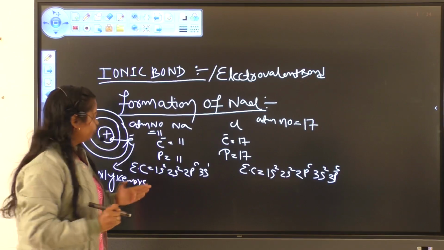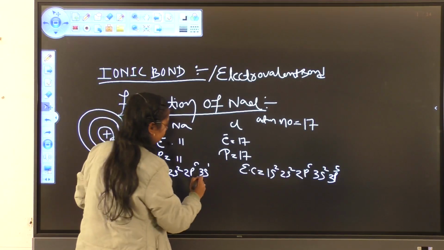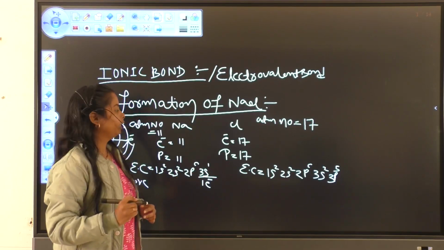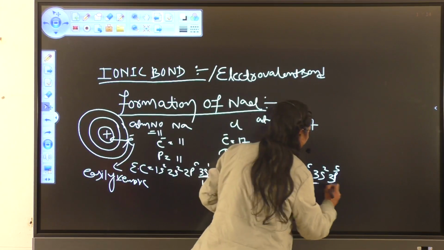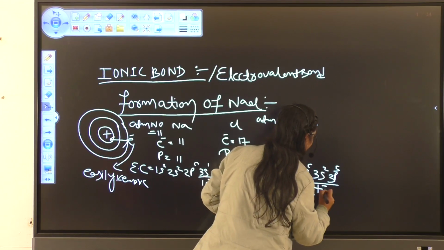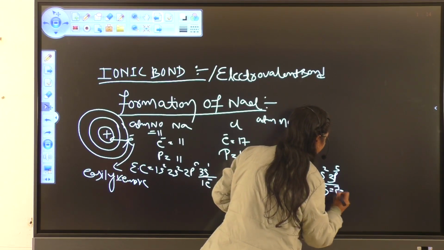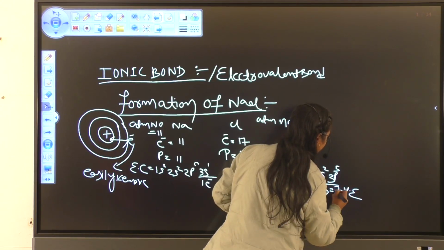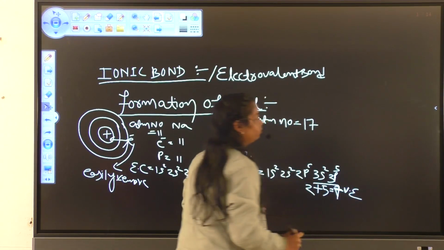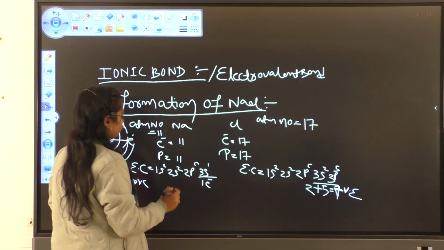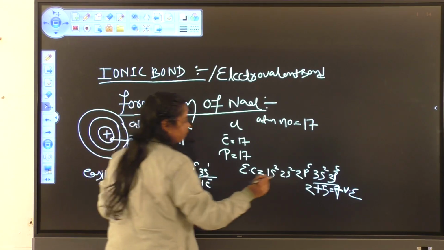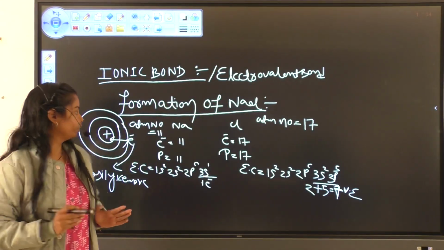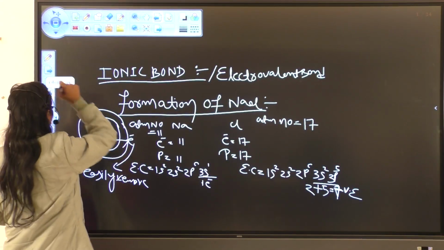For sodium, the valence electron is 3s1. Only one electron is the valence electron. And for chlorine, 2 plus 5, that is 7 valence electrons are present. This 1 electron and these 7 electrons are going to react and form sodium chloride. Now moving toward the reaction.